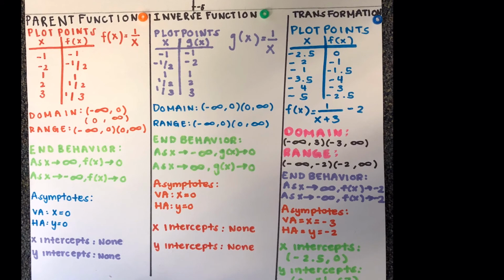The vertical asymptote is at x equals negative 3, and the horizontal asymptote is at y equals negative 2. The x-intercept is at negative 2.5, 0, and the y-intercept is at 0, around negative 1.67.